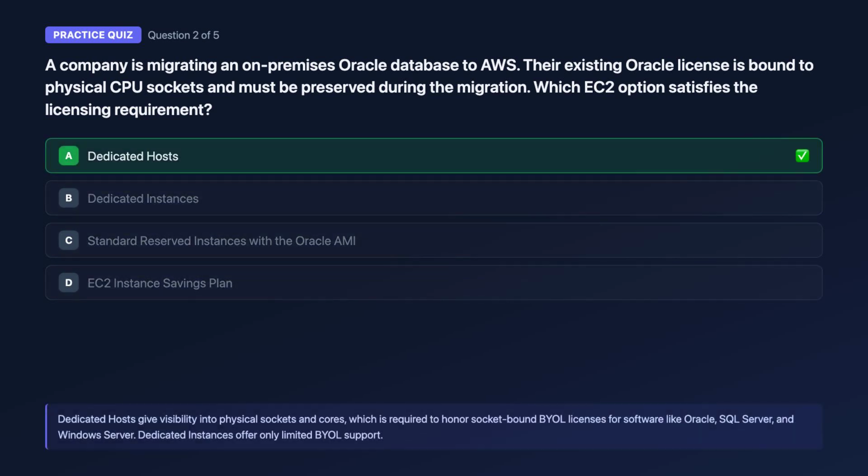The right call here is A, dedicated hosts. The trigger words are bring your own license and socket bound. Only dedicated hosts give you visibility into the physical sockets and cores the license needs. Dedicated instances sound similar but offer only limited bring your own license support. Amazon Web Services' own documentation tells you to use dedicated hosts instead.